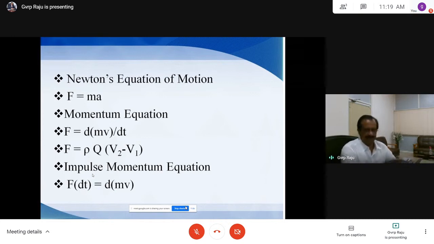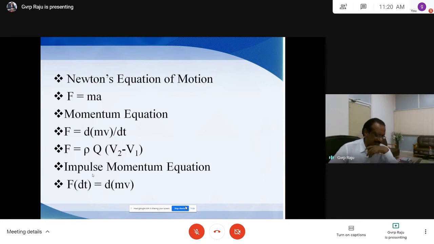And this discussion so far will be helpful for you, particularly in solving many GATE related questions and problems. The other equation is Newton's equation of motion. I want to discuss the momentum equation. The fundamental equation for finding the force is Newton's equation of motion, mass into acceleration.